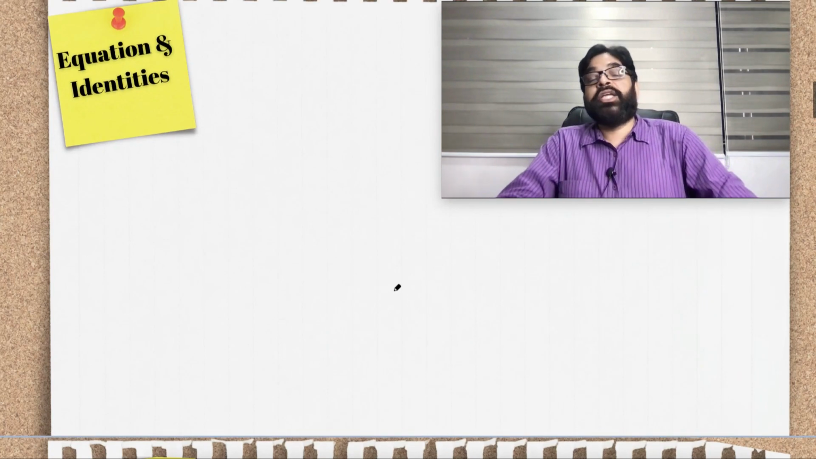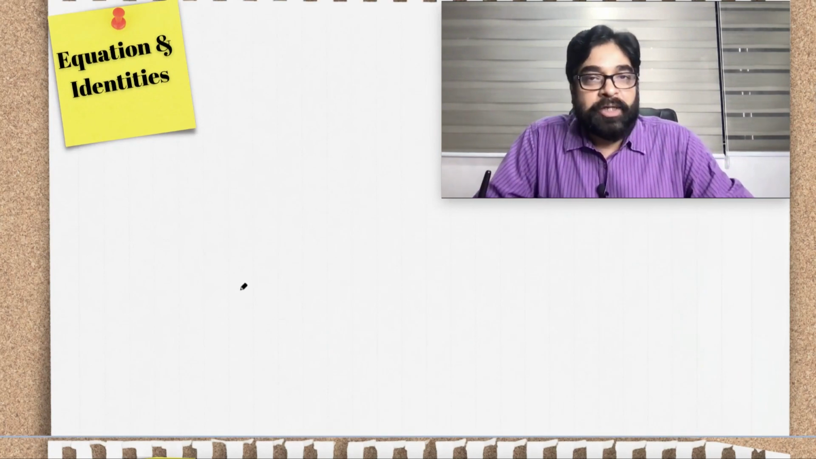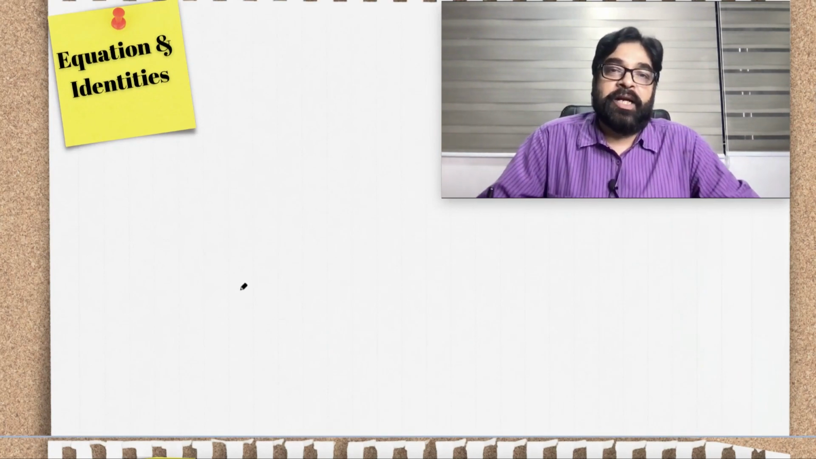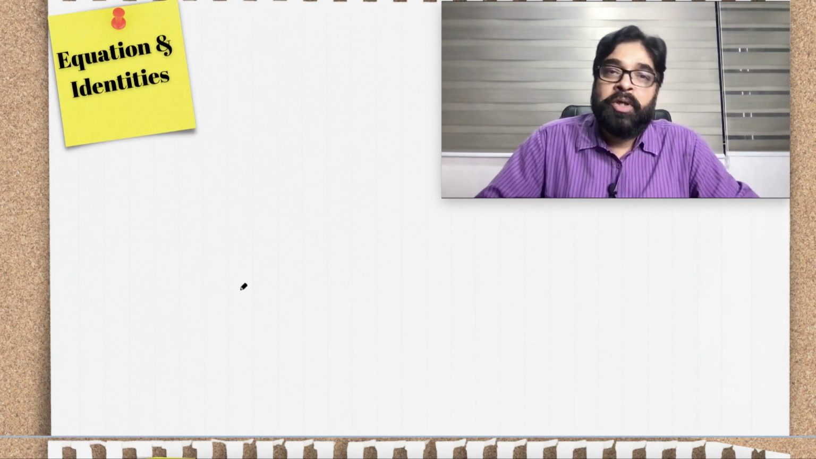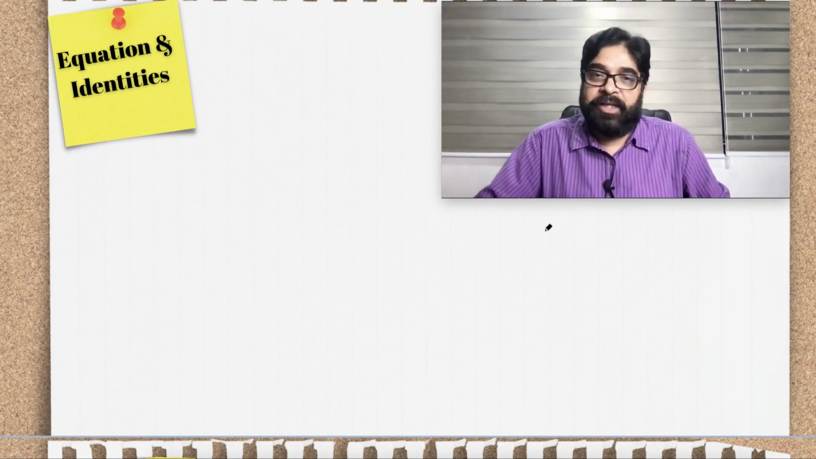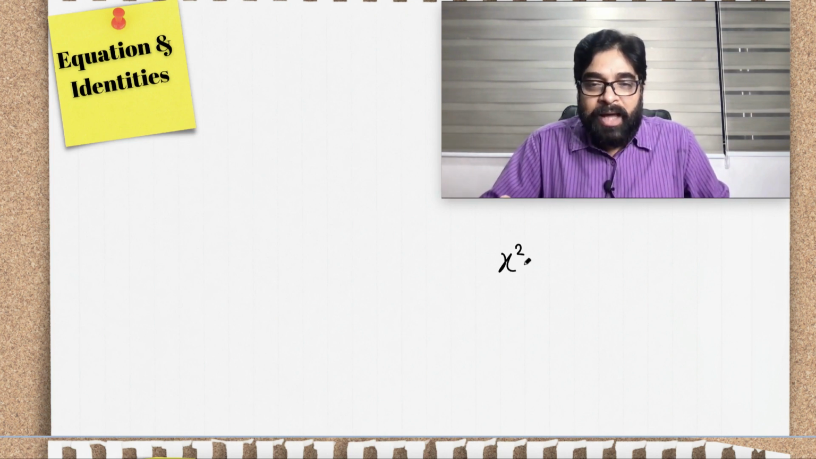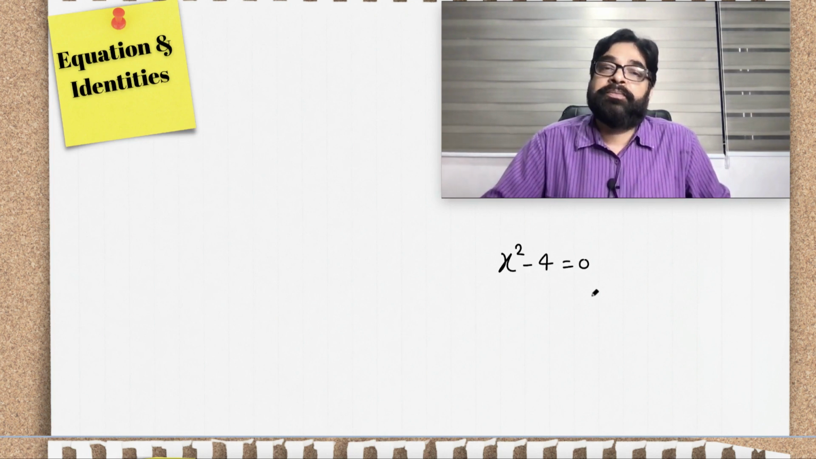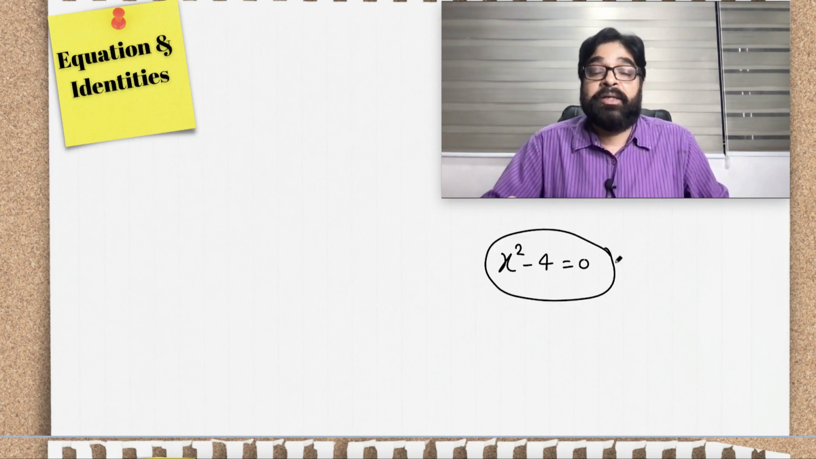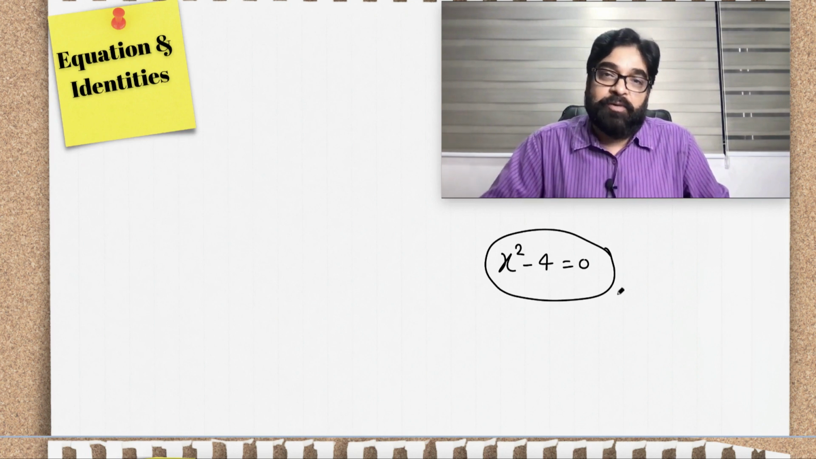Now, first thing, equation and identity. You should understand the difference between the equation and identity and how to find out the conditions in the different things. When I say x square minus 4 equal to 0, it's an equation. It's true for a certain value of x.